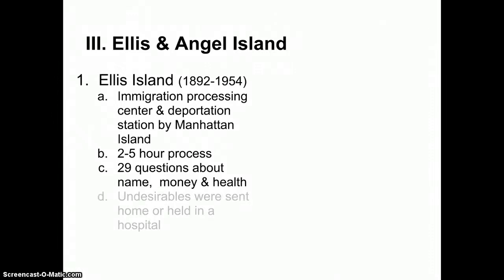The actual process was a 2 to 5 hour process, depending on how long the line was or what was wrong with the particular immigrant. There were 29 questions about the name, how much money they had, and their health. If they were determined to be sick or a criminal or of unsound mind, they were sent home or they were held in a hospital.